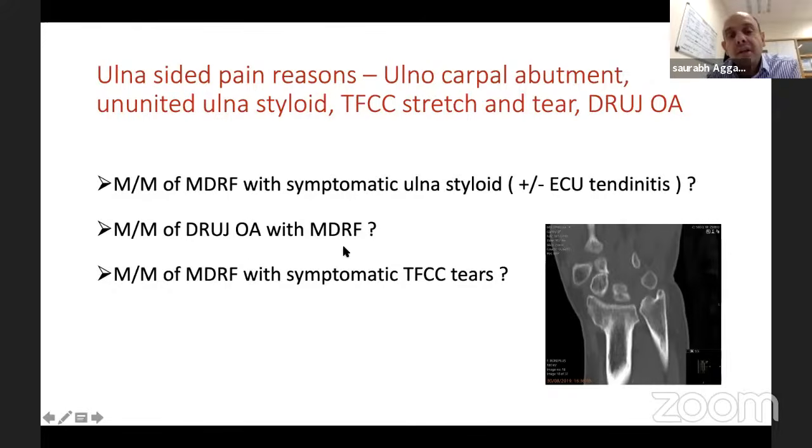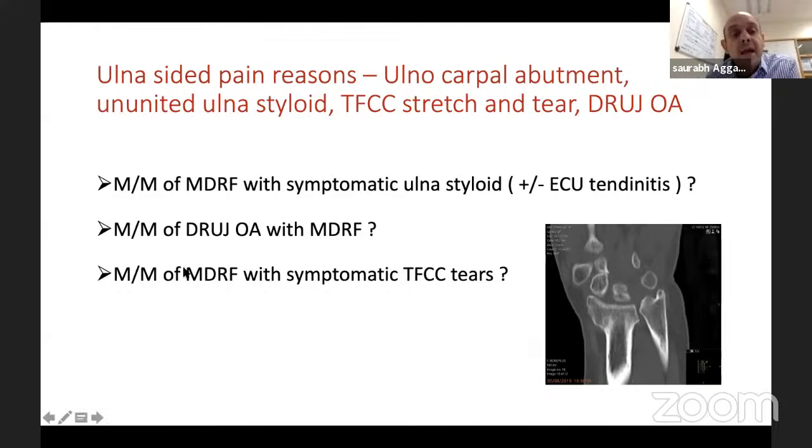Management of DRUJ arthritis in a distal radius malunited fracture. Again, DRUJ arthritis, difficult problem to deal with, especially in young people. Management can be, if it's just synovitis, fine, you can give steroid injections. Otherwise, ulnar hemi or total ulnar arthroplasty, Scheckers. But young man, not easy to deal with because you can't offer a young person, man or woman, ulnar hemi. So DRUJ OA, not easy, especially in young people.